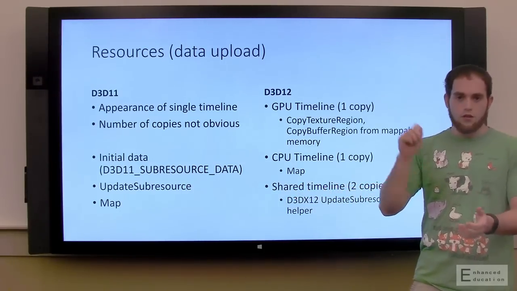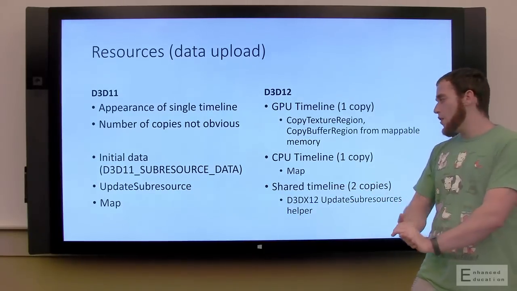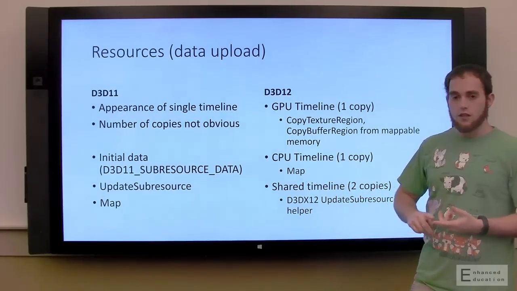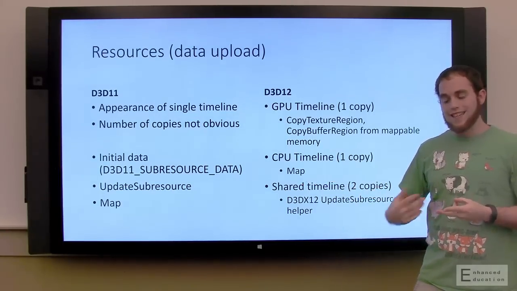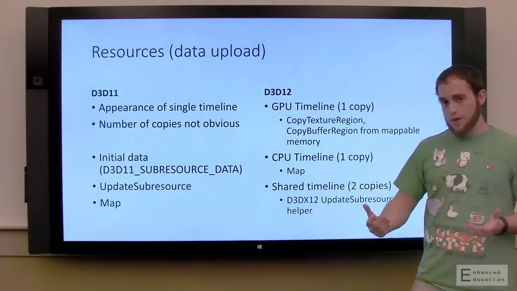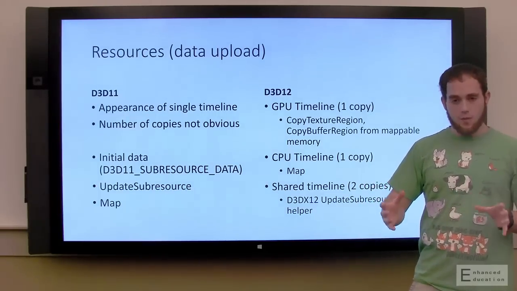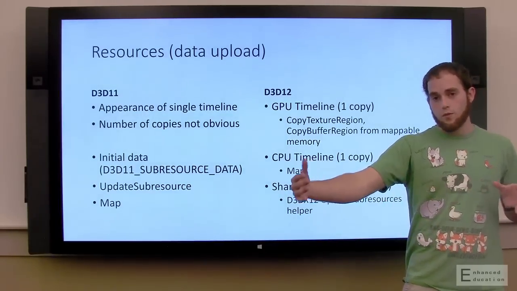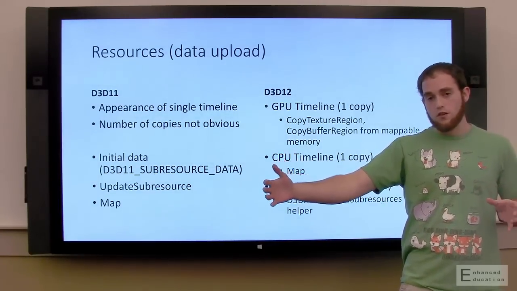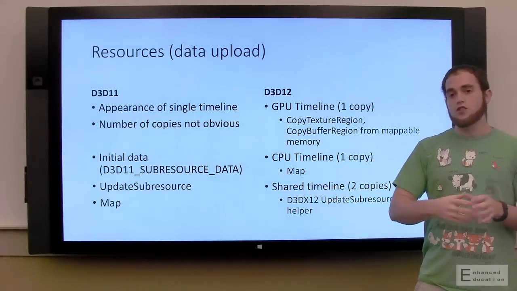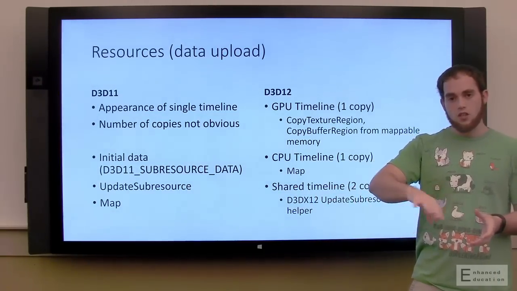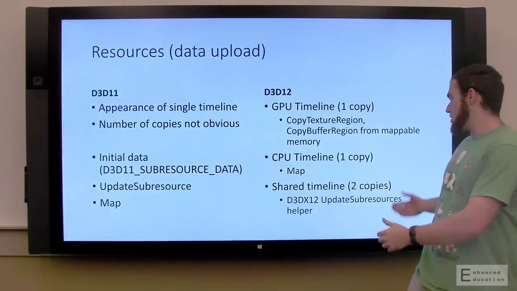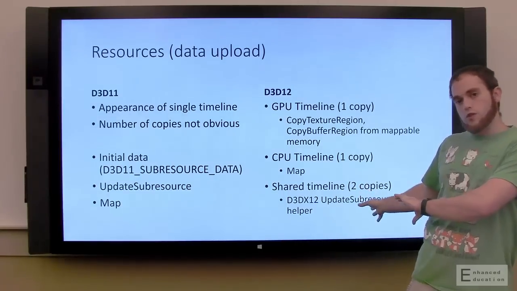You map, you get a pointer, you write your data, you're good. We also have a helper method which emulates the D3D11 initial data and updates the resource techniques. This is a 2-copy method. It does a CPU timeline copy of the data that you provide, to make sure that it can live for the appropriate amount of time until the GPU can get around to reading it. And then it'll also issue a GPU copy from that intermediate staging area into the final destination resource. So this is the D3D12 UpdateSubresources helper.